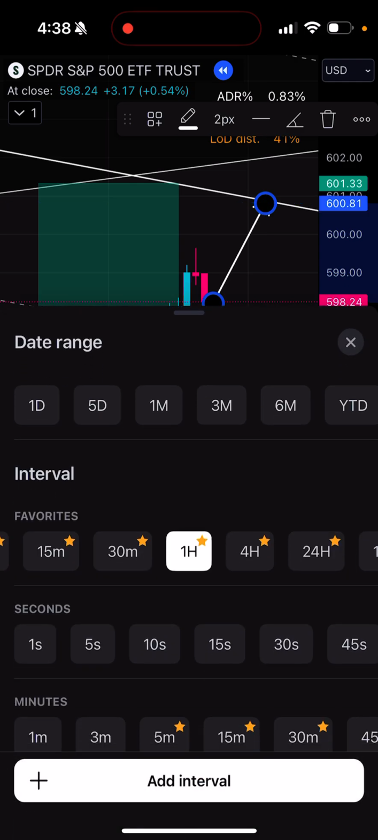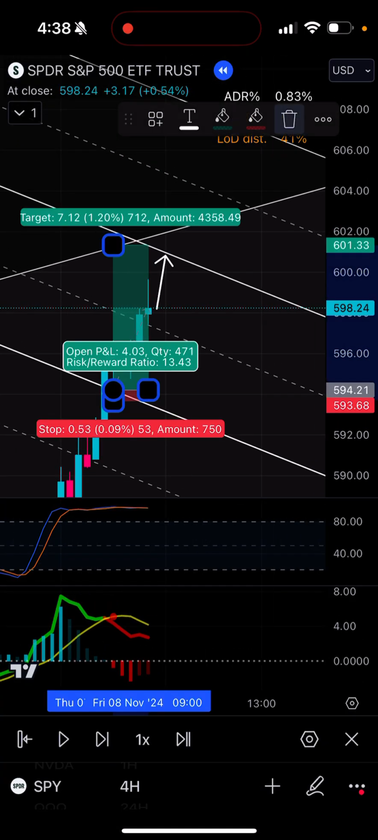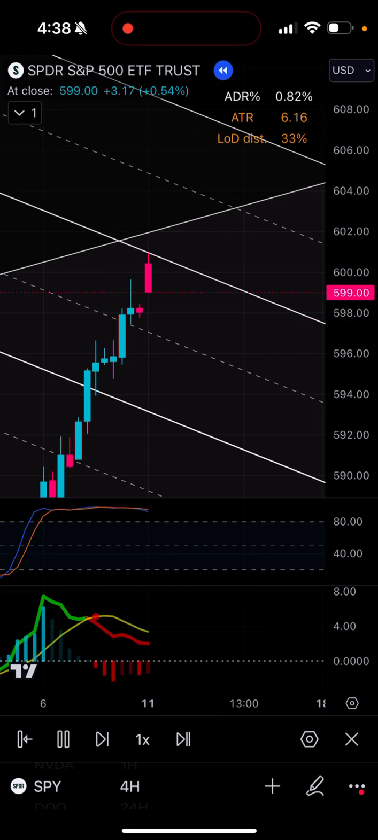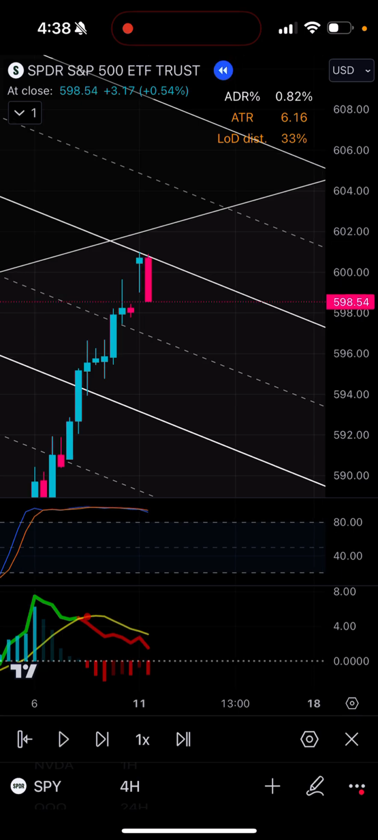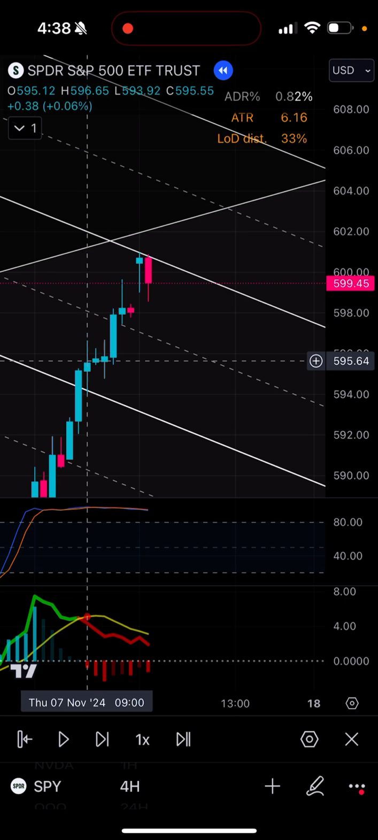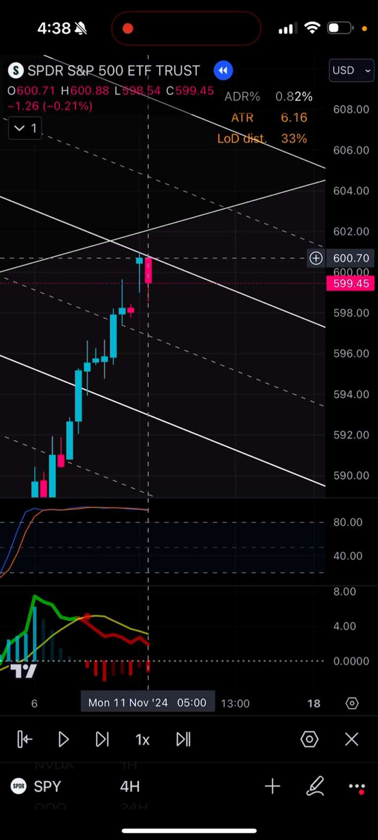So we go back to the 4-hour, take this off, take this off. We hit play, and we should see a continuous, there you go, immediately. You come up, close here. You would have longed here at 595. You would have gotten out immediately as soon as we touch, so that would have been around the 600 area.